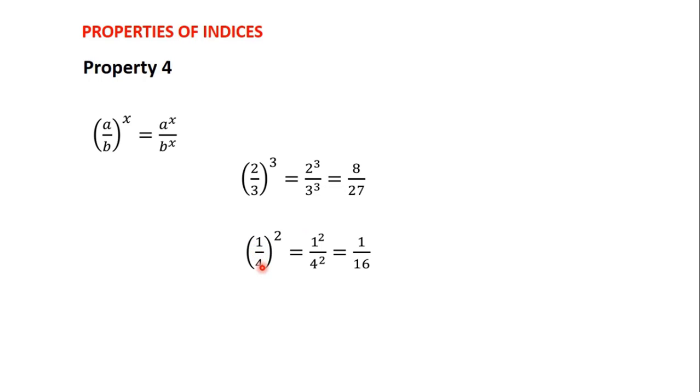1 divided by 4 exponent 2. This will give us 1 exponent 2 divided by 4 exponent 2. And this will be 1 divided by 16. So you give the 2 to 1 and you give it to 4. So 1 exponent 2 divided by 4 exponent 2 will give us 1 divided by 16.